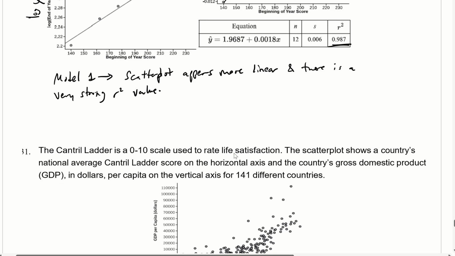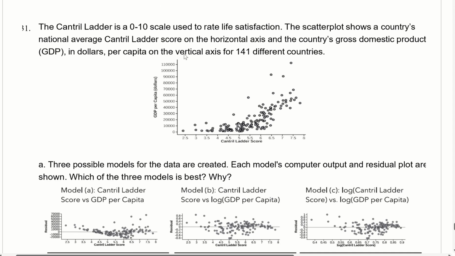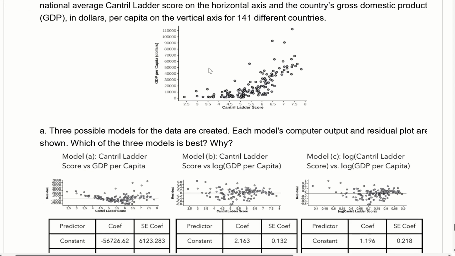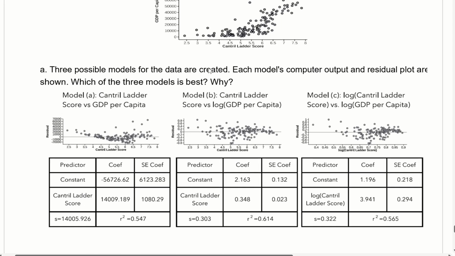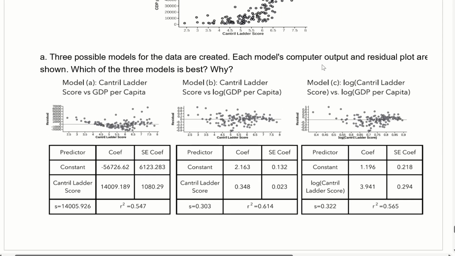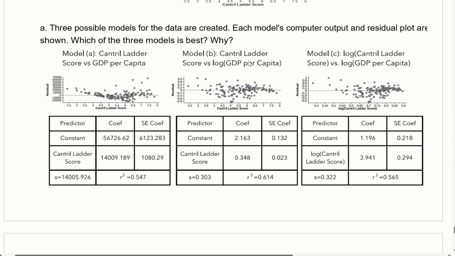Okay. So the next one, 31, the Cantril ladder is a 0 to 10 score, a scale used to rate life satisfaction. So you got a Cantril ladder and the country's gross domestic product. And they will say, okay, which model is the best? Each model's computer output. Okay, so you got model A, model B, model C.